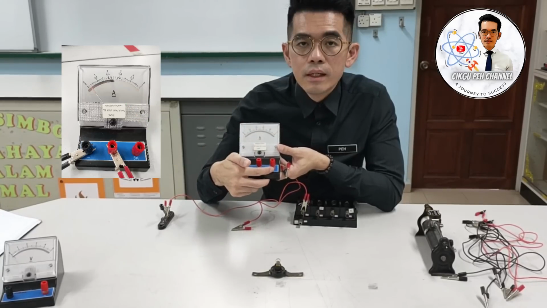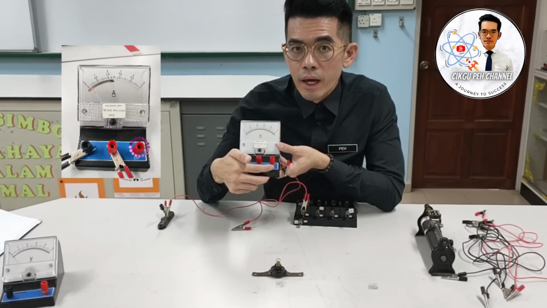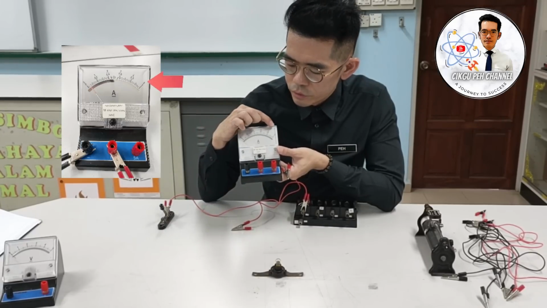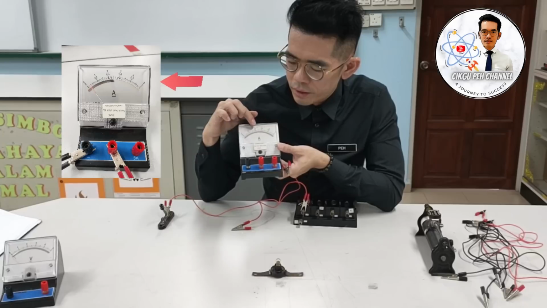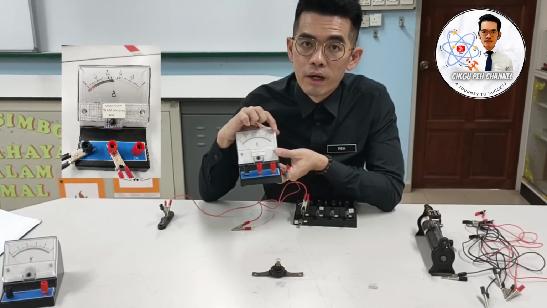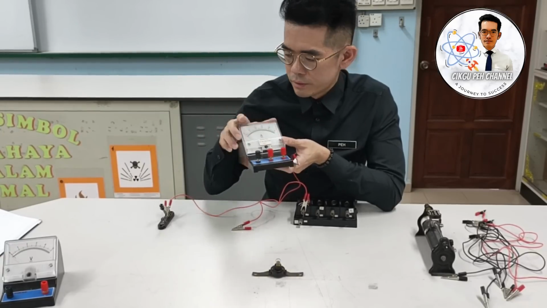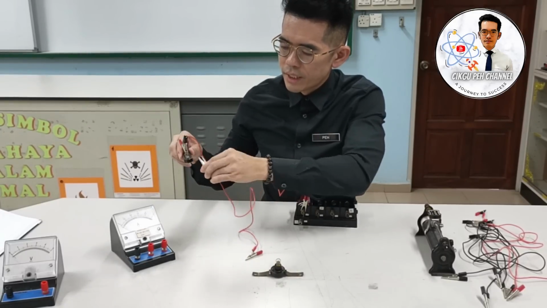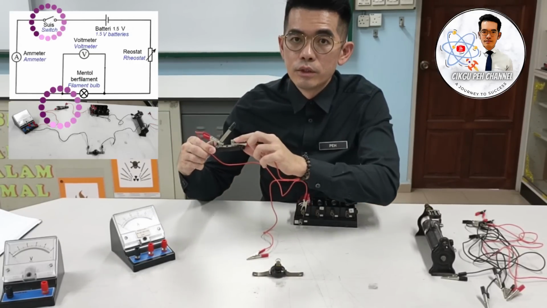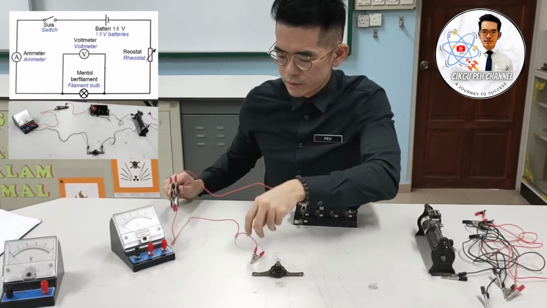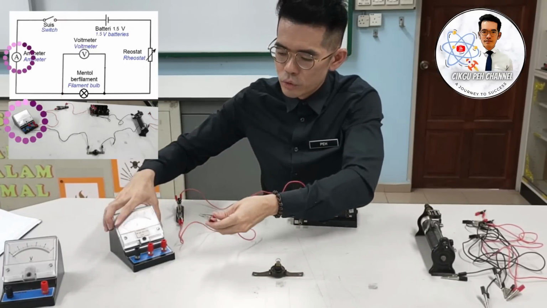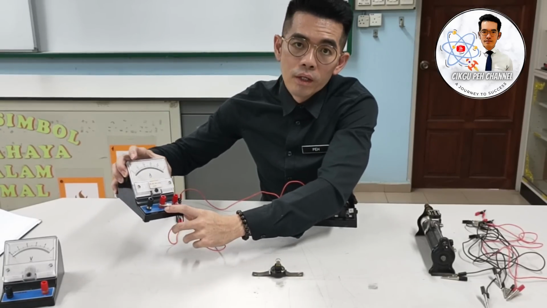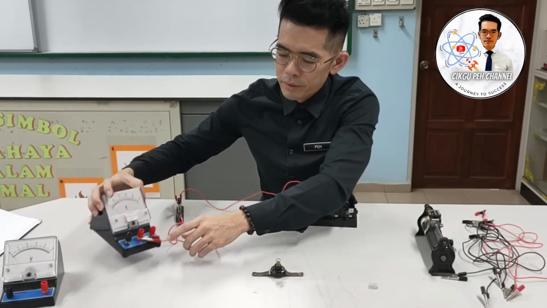If you're using the higher ampere reading, which is 5 ampere here, you will be reading the top scale in the ammeter, where the maximum value will be 5. So here we're using 1 ampere. So connect another terminal of the switch to the connecting wire, and connect the other end to the positive terminal with the lower ampere reading, which is 1 ampere here.